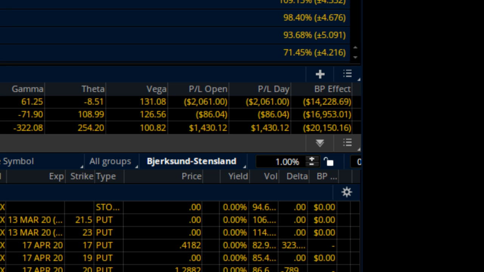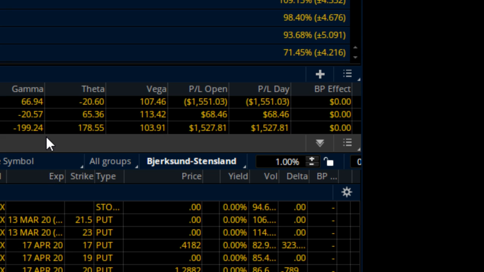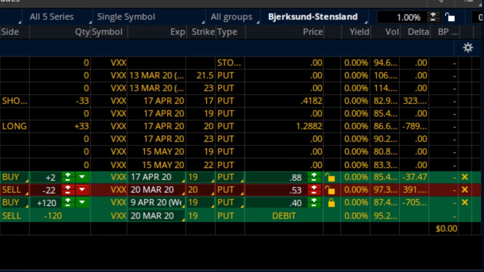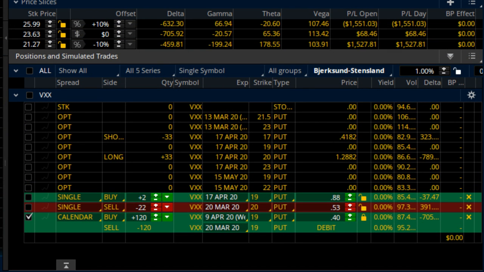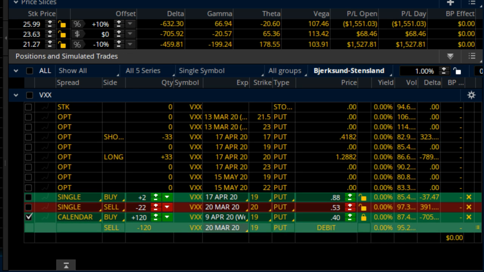Now I'm going to make sure no other trades are highlighted except for the trade we're analyzing. So if I spent $5,000 in buying power here to put this trade on, and I apologize, I need to recenter the screen here. You can see this trade is at the bottom of the screen. What it is, it's buying the April 19 puts, the April expiration 19 puts, and selling the March 20 expiration 19 puts. So I'm paying 40 cents for this calendar spread.